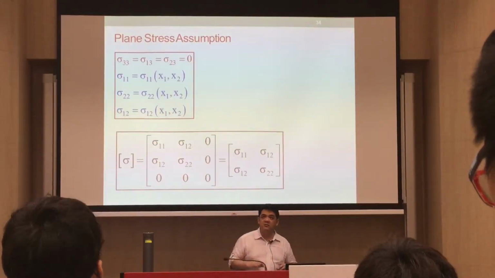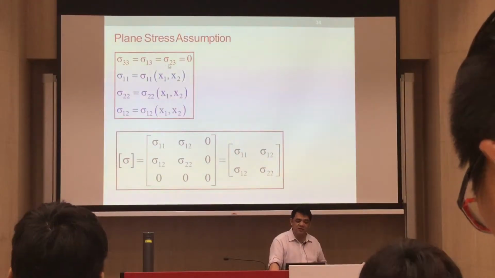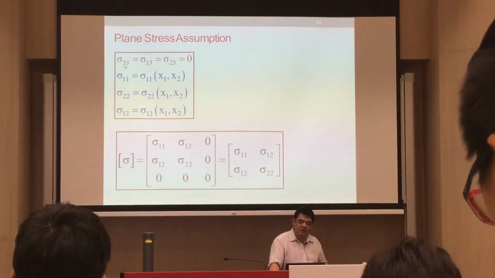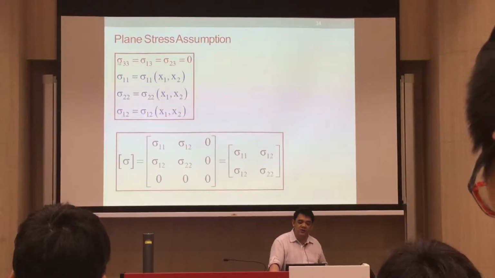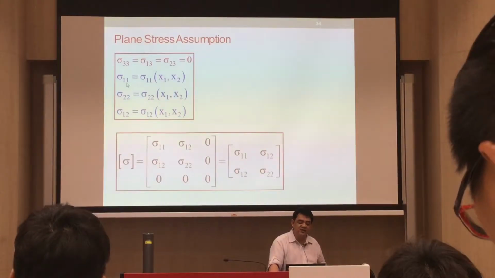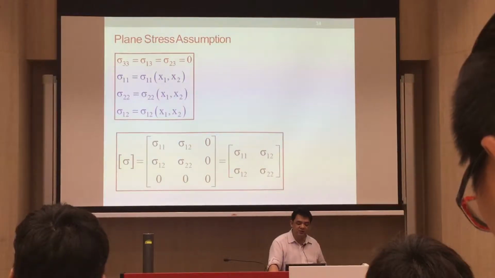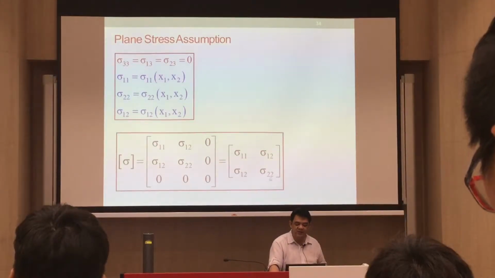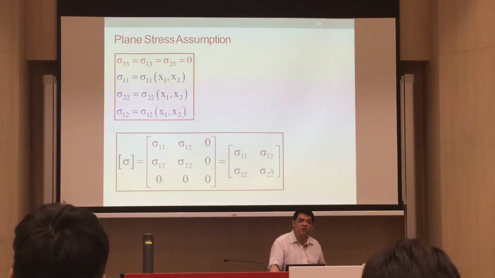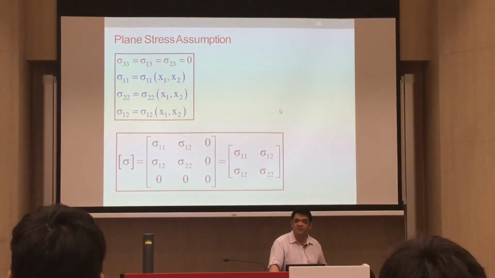So take note here that these stresses are 0, but it doesn't mean that strain 3,3 will be equal to 0. It's just that the stress is equal to 0. So as you can see here, we have these independent stresses, so that your state of stress can be simply written as a 2 by 2 matrix. Again, the symmetry will be derived once I finish discussing the other assumptions.